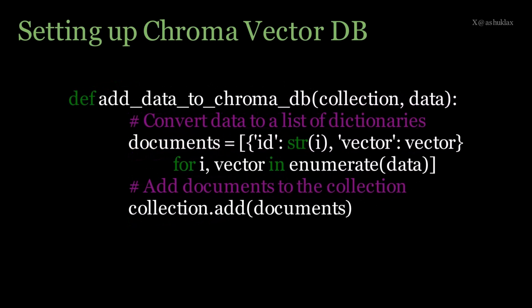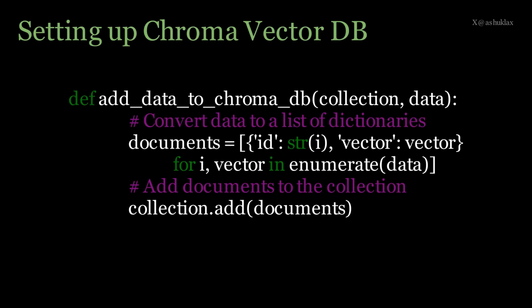Now we'll write another function. This function adds data to the database collection we created earlier. So define the function saying def add_data_to_chromadb, and here you pass two parameters, collection and data. This line defines a function named add_data_to_chromadb that takes two parameters, collection and data. Now convert this data to a list of dictionaries.